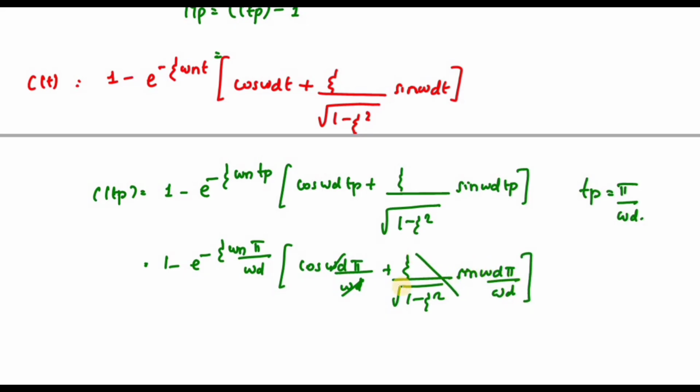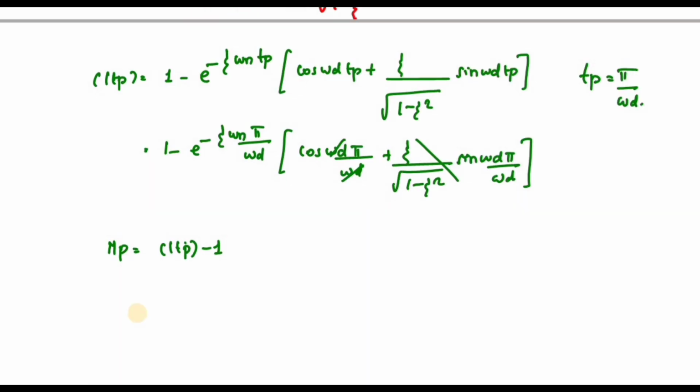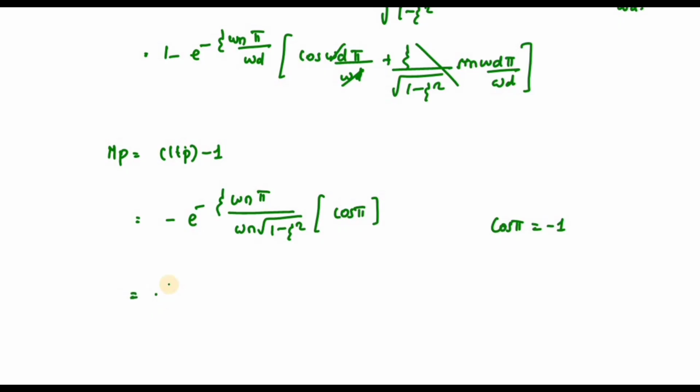So I'll get M p is equal to c of t p minus 1. So this 1 and 1 get cancelled out. So we'll get M p is equal to minus of e power minus damping factor omega n pi divided by omega n root of 1 minus damping factor square. Since cos pi is minus 1, I'll get M p is equal to e power minus damping factor pi divided by root of 1 minus damping factor squared. Usually it is measured in terms of percentage, so I'm going to multiply by 100 percent.